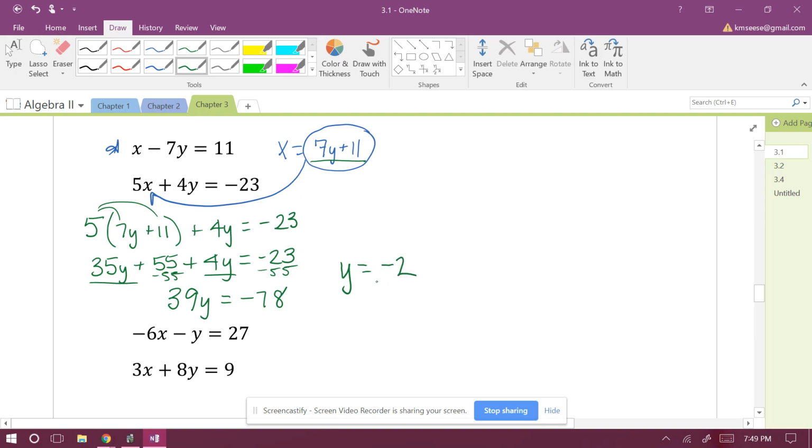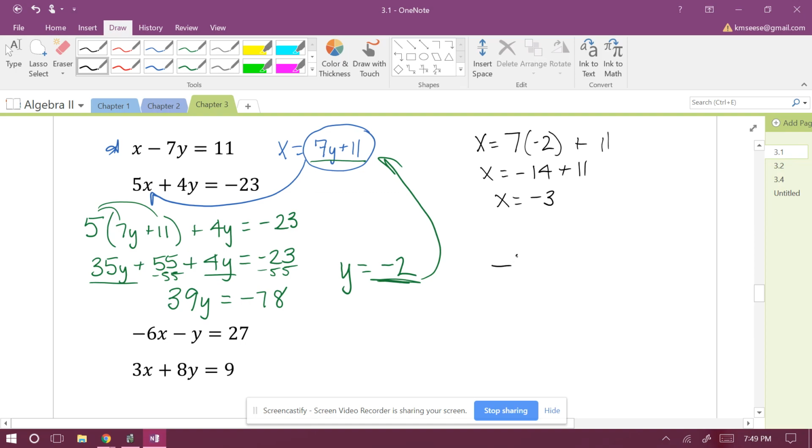What I can now do here with negative 2 is plug it in there to find out x. So that's 7 times negative 2 plus 11, which is negative 14 plus 11. So I come down to x equals negative 3. So my ordered pair here, my final answer, is negative 3, negative 2.